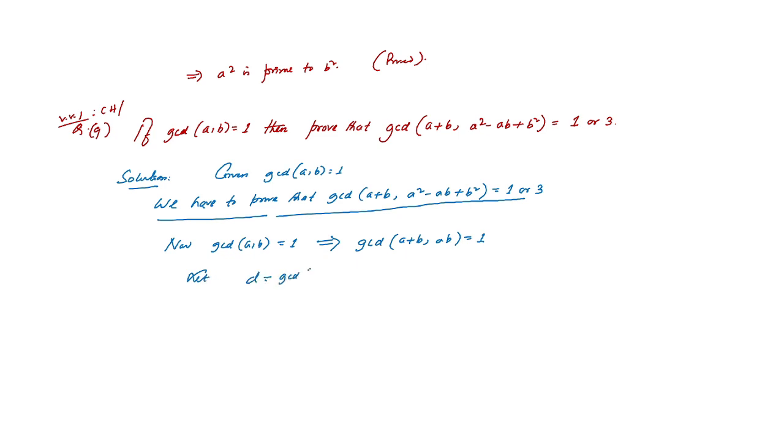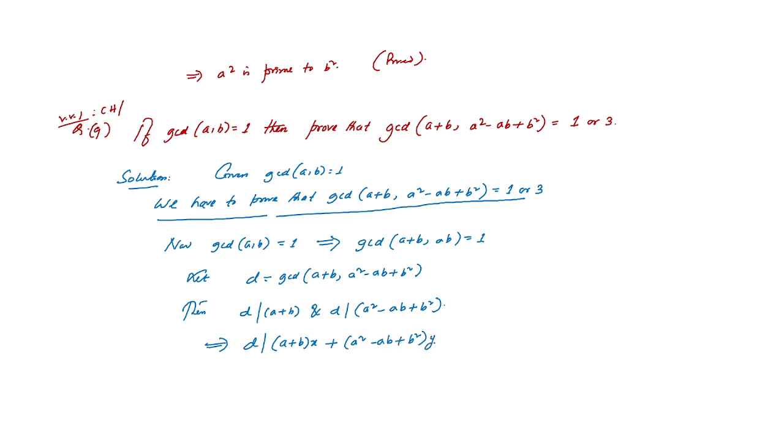Okay, so now let D equal GCD of A plus B comma A square minus AB plus B square, that we have to calculate. From that we can write D must divide A plus B, and also D divides A square minus AB plus B square. And that implies D divides (A plus B) into X plus (A square minus AB plus B square) into Y, for all X, Y belonging to Z.